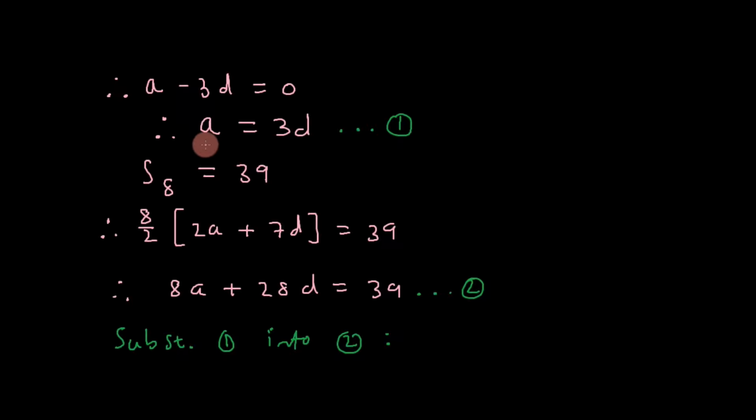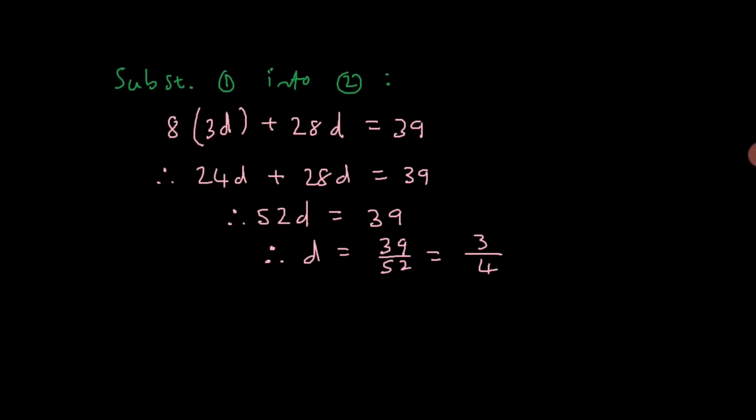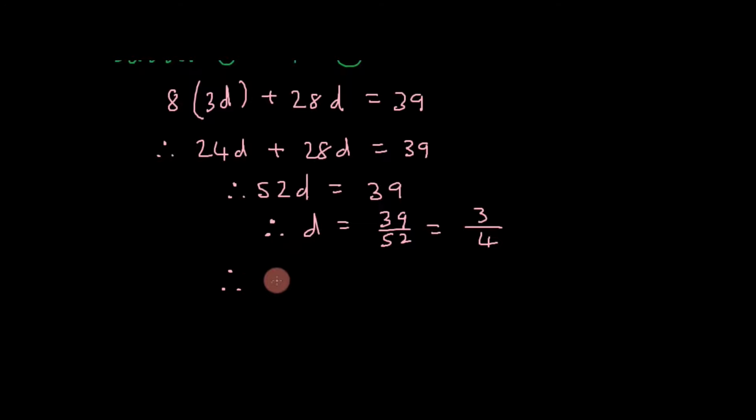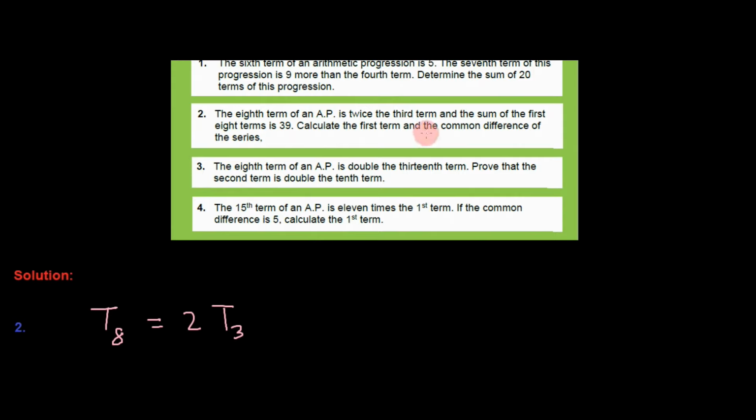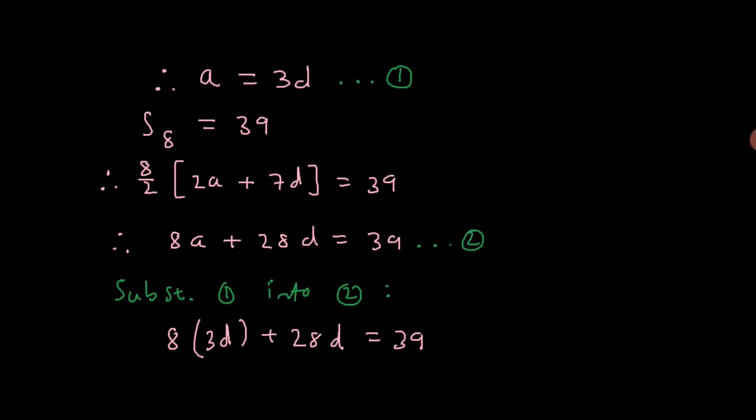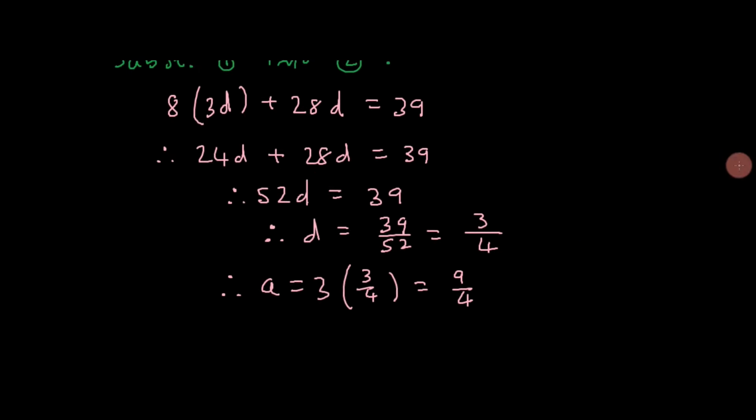We can now find a by plugging d back into equation 1. In equation 1 we had a is equal to 3d. So therefore a is equal to 3 times 3/4, and this is 9 over 4. And we have answered the question because we needed to find the first term a and the common difference d. We've got both a and d now. a is 9 over 4 and d is 3/4.